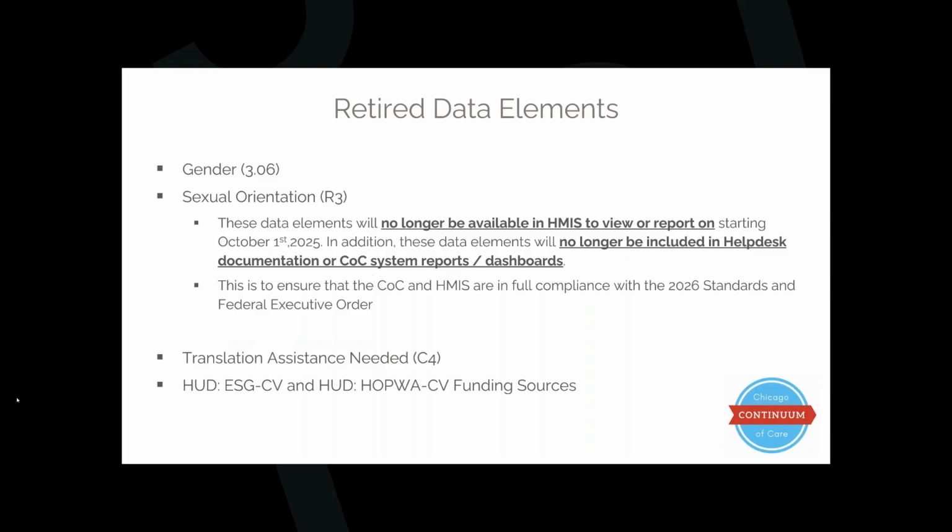Okay, so the first thing we're going to talk through are retired data elements. So the first two data elements we're going to talk through are gender and sexual orientation. Again, these were retired in the update to the fiscal year 2024 data standards, but we are including them now in the 2026. So going forward, these data elements will no longer be available in HMIS to view or report on starting October 1st of 2025.